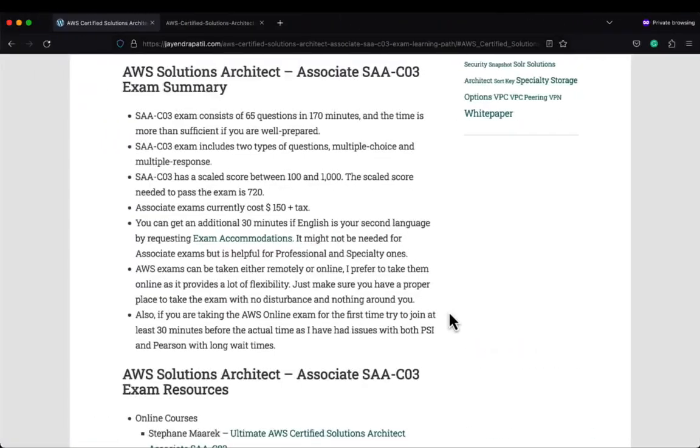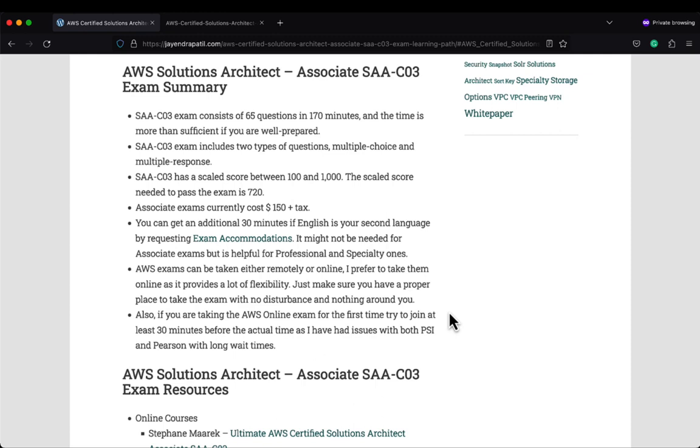The exam consists of 65 multiple choice, multiple response questions that need to be answered in 170 minutes. SAA-C03 has a scaled score between 100 and 1000, and the scaled score needed to pass the exam is 720. There is no negative marking, so make sure you attempt all.